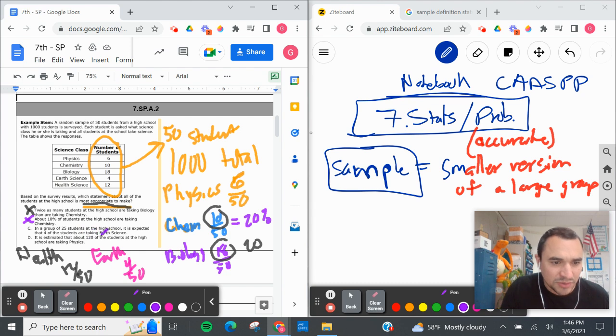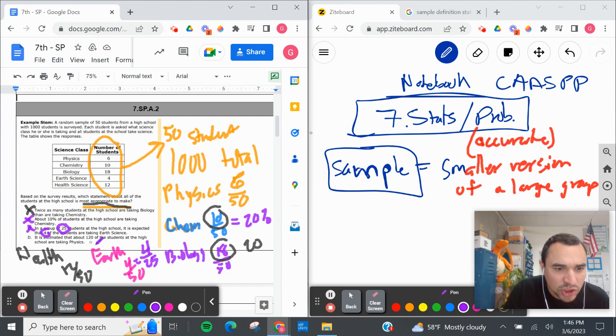In a group of 25 students at the high school, it is expected that 4 are taking earth science. So they changed it from 50 to 25. So is 4 out of 25 the same thing as 4 out of 50? It isn't. They changed it to 25, so it can't be C. So A is the best answer so far.